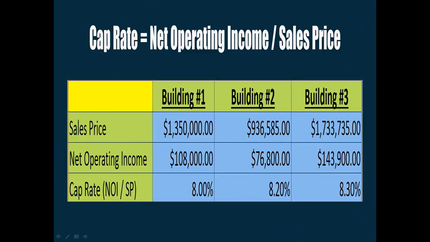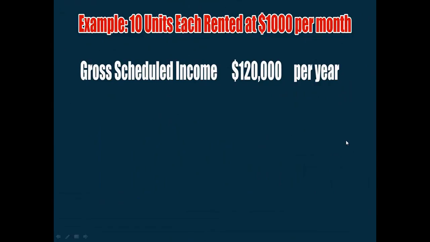Let's take 3 buildings again. Let's say we're trying to sell this 10-unit apartment building, and we find 3 recent comparable sales that have sold in the market. We do a quick calculation on each. We divide the net operating income by the sales price to find the cap rate of each building. And we find the cap rate is 8 for the first one, 8.2 for the second one, and 8.3 for the third one. Those are all pretty close. The subject property that we're trying to price contains 10 units, and each is rented at $1,000 a month. So our gross scheduled income on this building is $10,000 a month times 12, or $120,000.